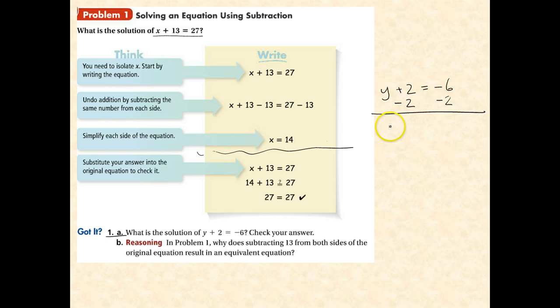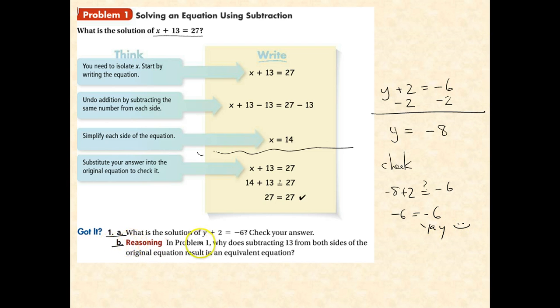So what do I get? Y equals negative 8. And then I can check my solution, and I put a negative 8 in. So negative 8 plus 2, does that equal negative 6? And yeah, it does. Yay!